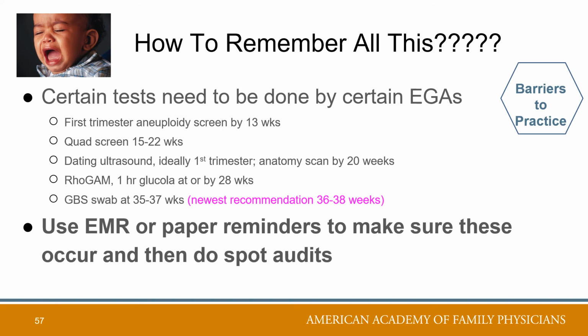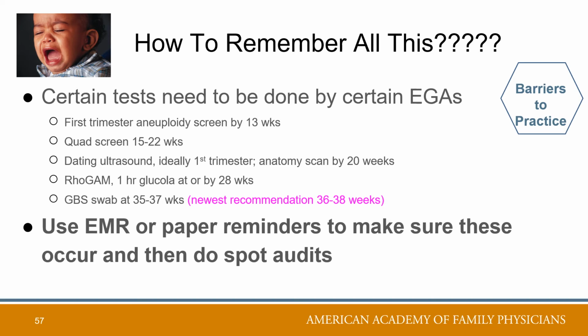All right, now we're going to move on to talk about all the things that you need to be able to remember. So, how are we going to remember to do certain things at certain times? Well, certain tests need to be done by certain gestational ages. For example, the first trimester aneuploidy screen has to be done by 13 weeks. Not all patients will want that, but for the patients who want it, making sure it's done by that time frame is essential. The quad screen has to be done by 15 to 22 weeks, the dating ultrasound in the first trimester, so before 12 weeks, and then the anatomy scan by 20 weeks.